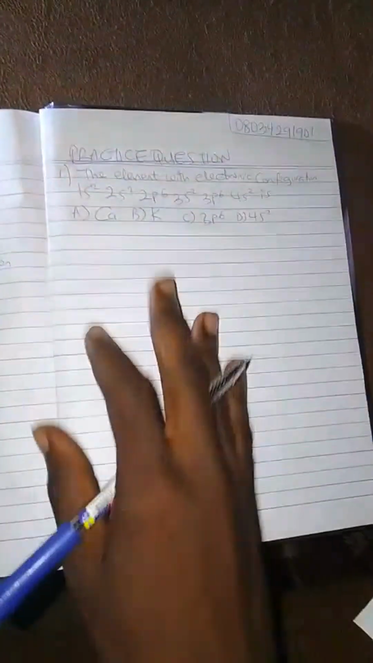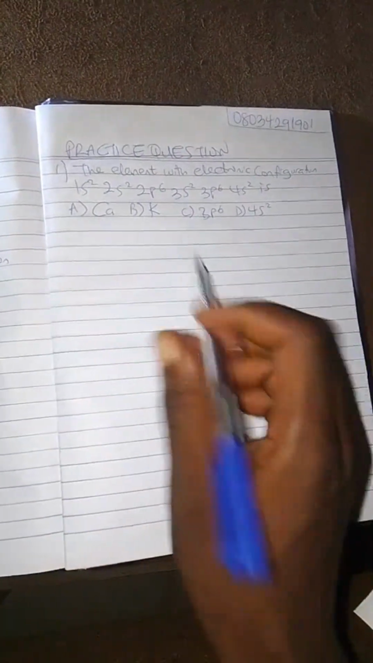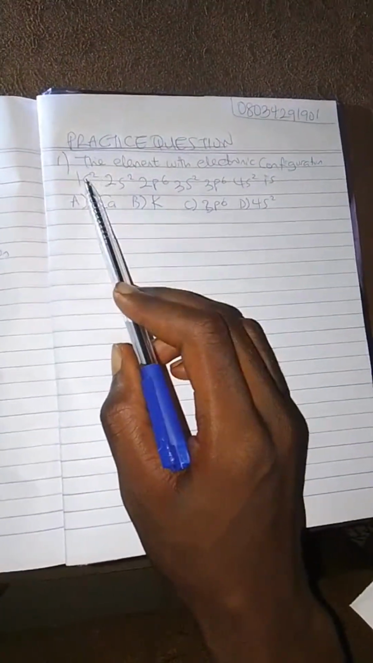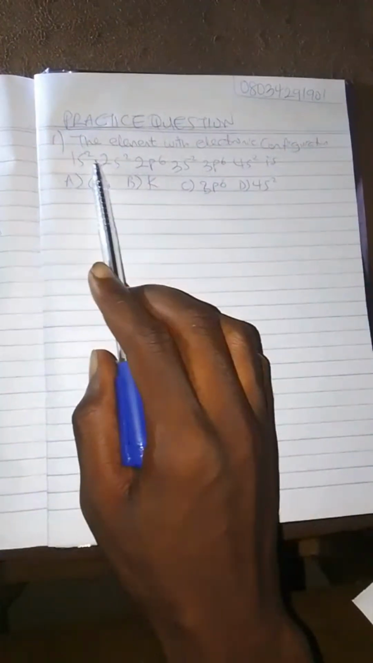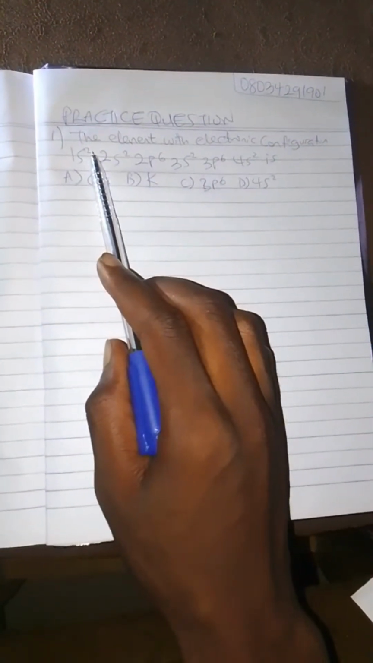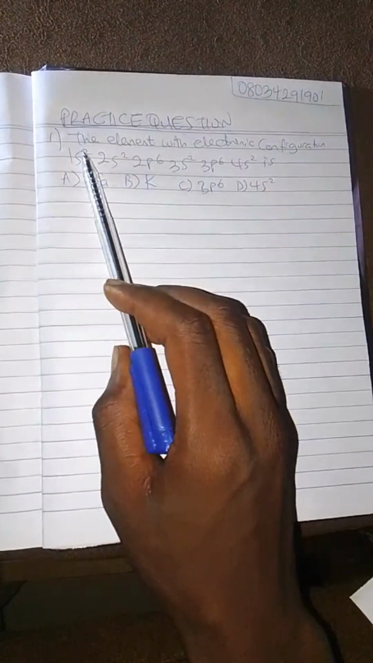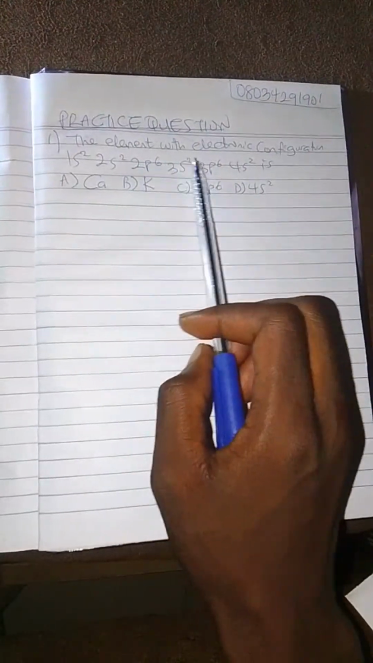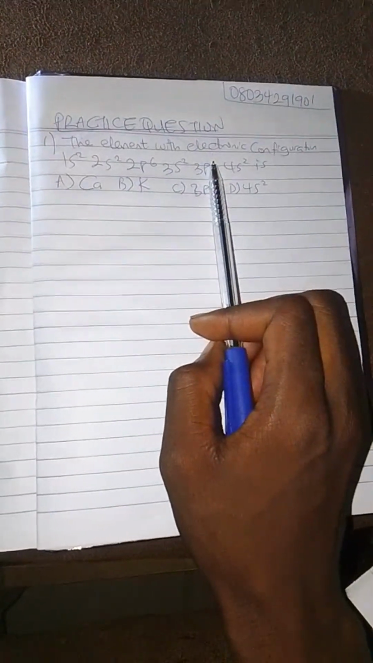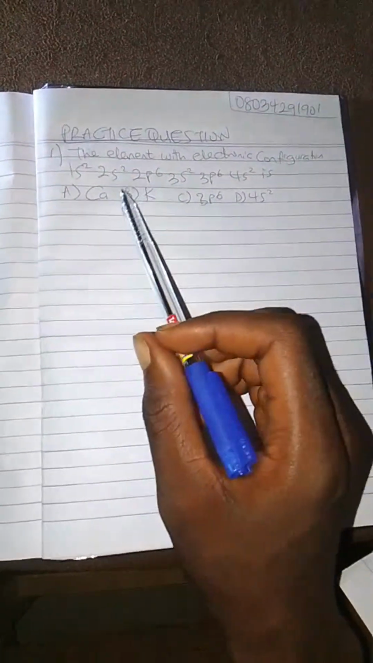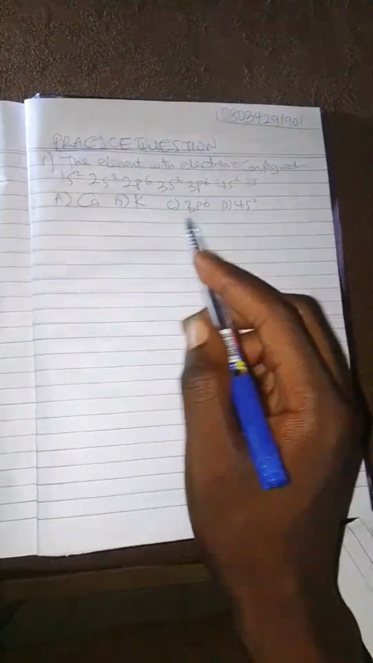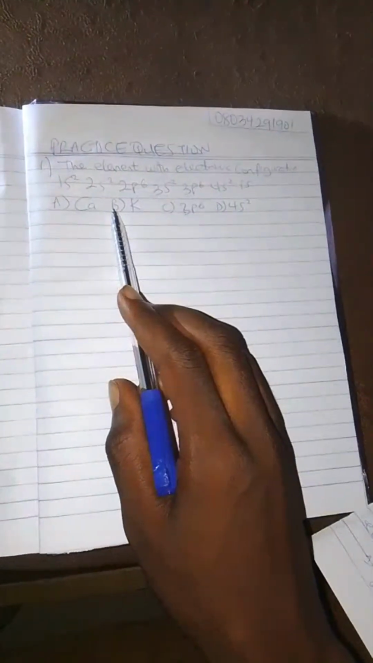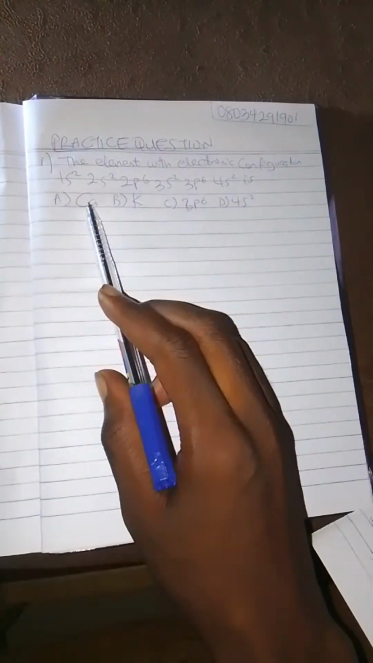So how do we solve this? I said earlier that we need to count the electrons here. So 2 plus 2, that's 4. 4 plus 6, that's 10. Plus 2, 12. Plus 6, 18. Plus 2, 20. So the answer is calcium.